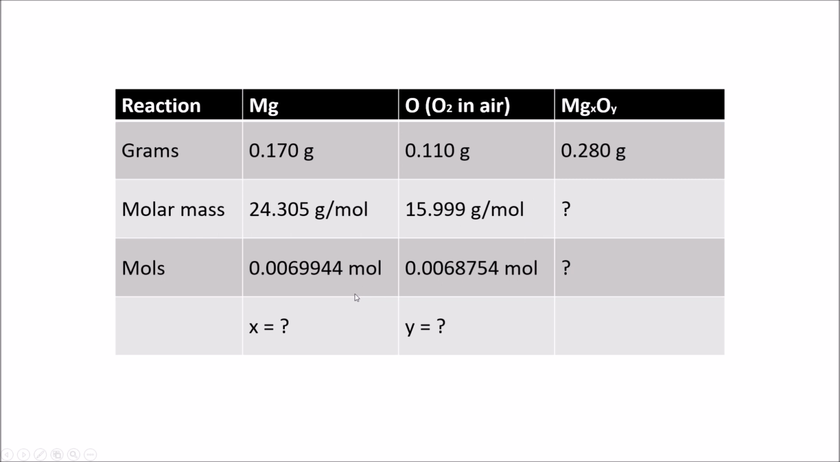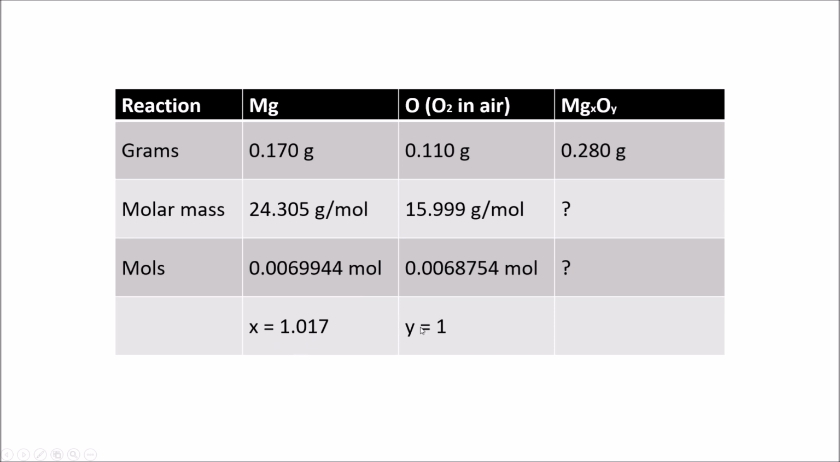And all you have to do is look at these numbers and divide each number. We want the ratio of these two elements in this compound. So we're going to divide each of these numbers by the smallest one. And when you do that, well, the smaller one is 0.0068754. Okay, so we're going to divide both of them by that. Well, when we divide this by itself, we're just going to get 1. But when we divide this by that, we're going to get something a little bit greater than 1. But very close to 1.